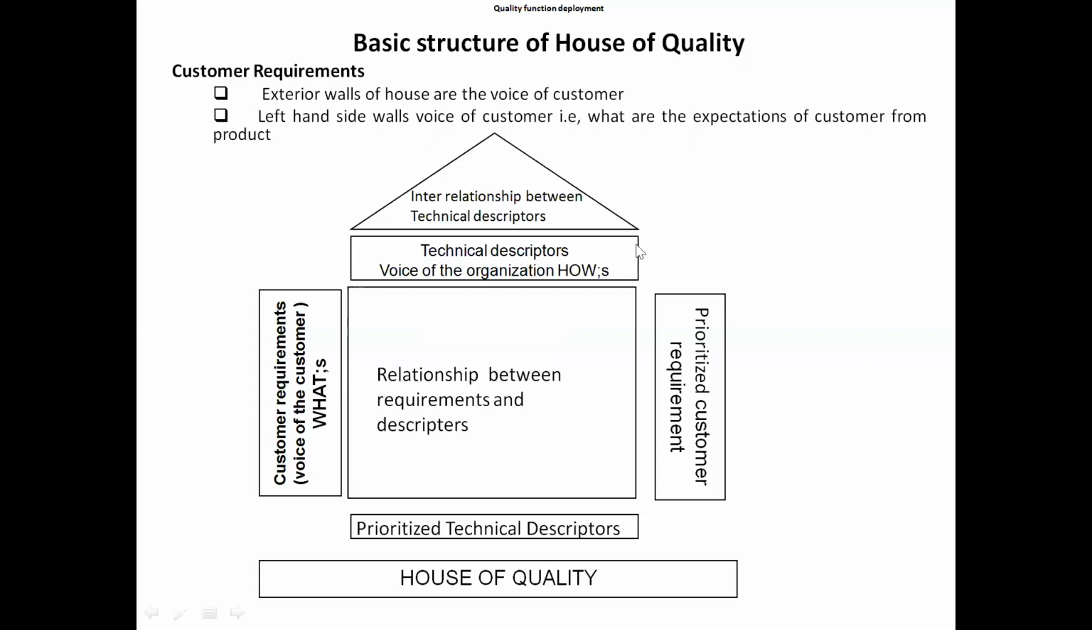They will ask an 8-mark question: discuss briefly about house of quality. If they simply ask a 6-mark question, you can draw it very simply and neatly. That is enough.